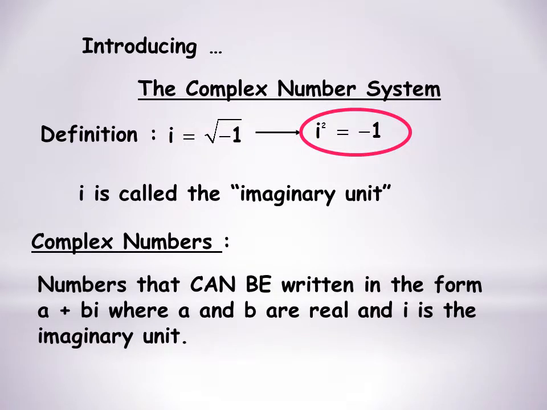And complex numbers are numbers that can be written in the form a plus bi, where a and b are real and i is the imaginary unit. Anytime you are giving answers in complex number form, you always want to put it in that a plus bi form.